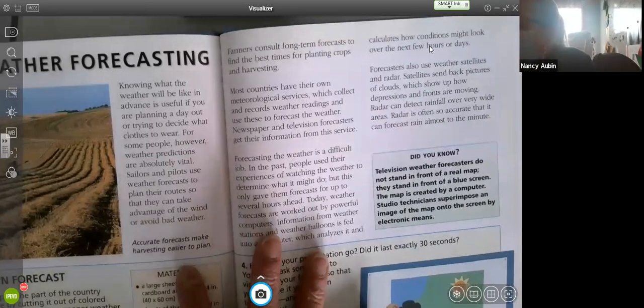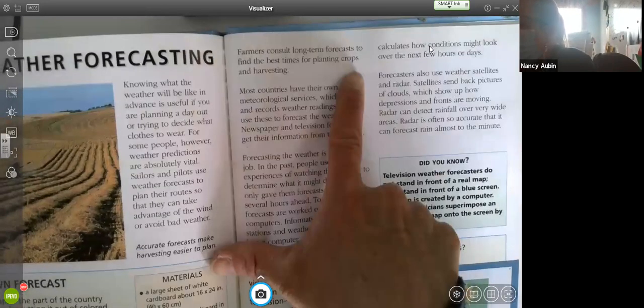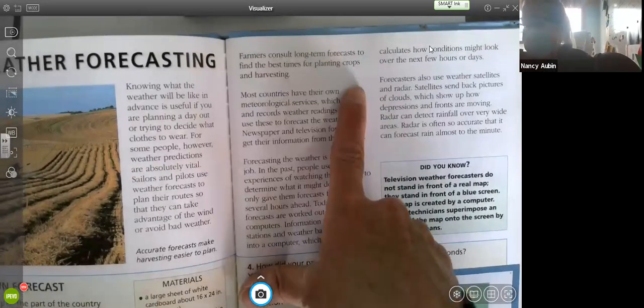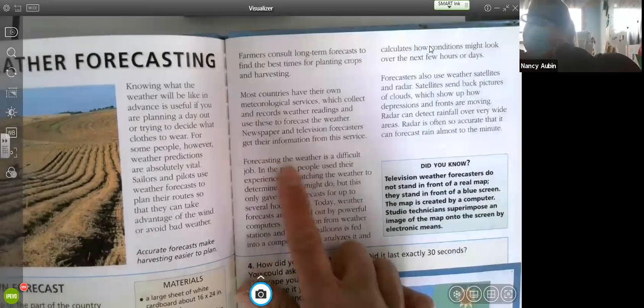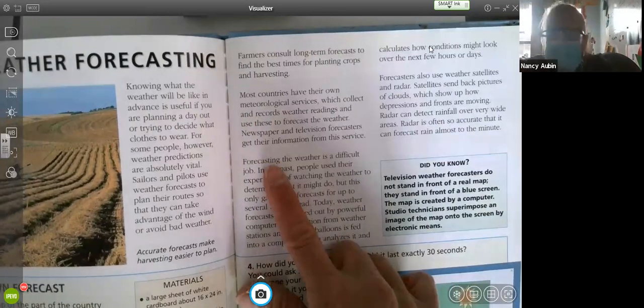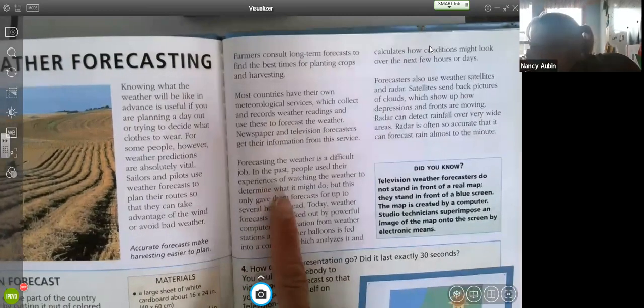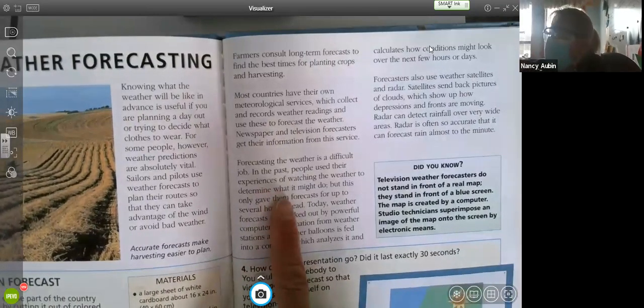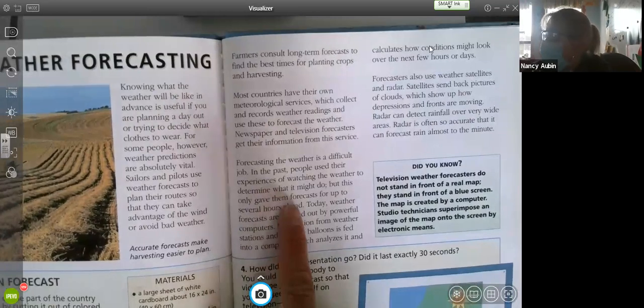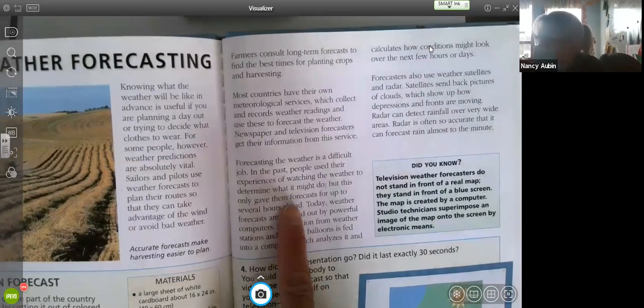Farmers consult long-term forecasts to find the best times for planting crops and harvesting. Think about that. Do farmers rely on weather? What do they need for their crops? Elena, they need rain, right? If you're in the middle of a drought, is that a good time? Not really. We need rain to make things grow.